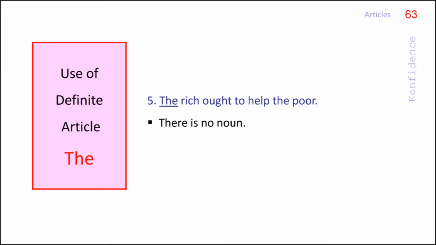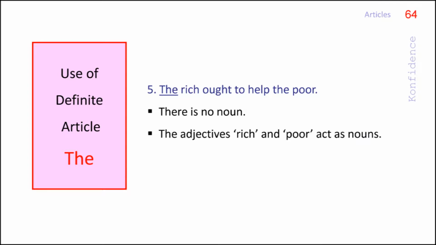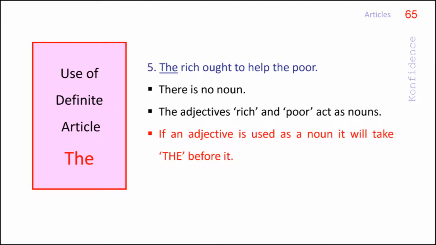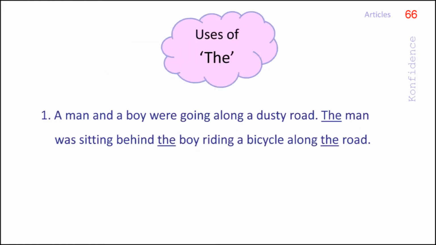Now, the fifth sentence. Here there is no noun, but we can see two adjectives, rich and poor. When we closely observe these words, we understand that they act as nouns. Rich and poor actually act as rich people and poor people. That means if an adjective is used as a noun, it will take the before it.